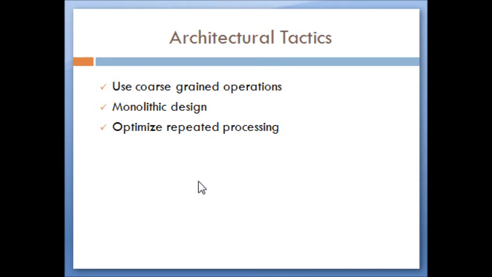Architectural tactics. These are techniques such as optimized repeated processing, which is an extremely powerful technique to address performance issues strategically. And other techniques include coarse-grained operations in distributed systems, etc., which significantly address the performance issues.